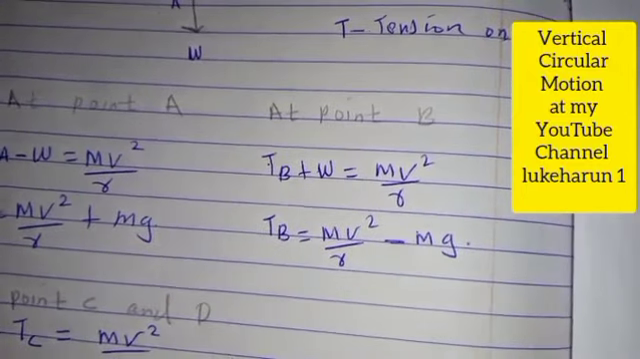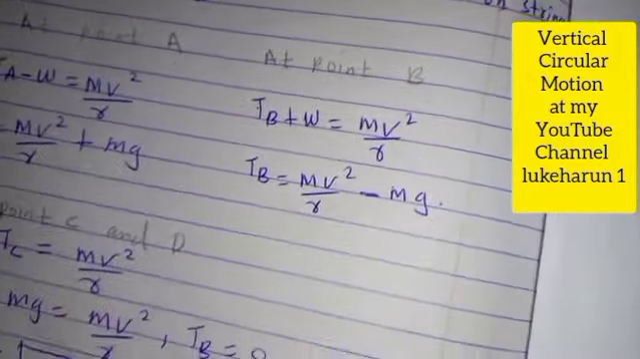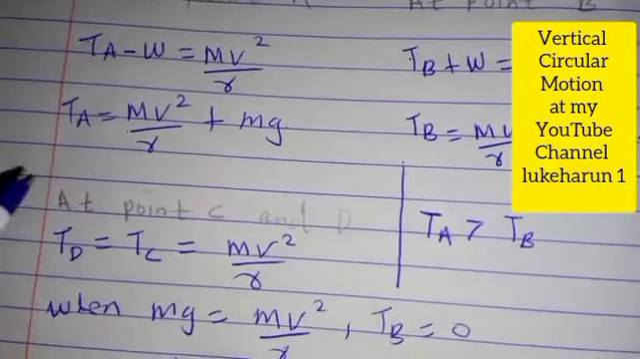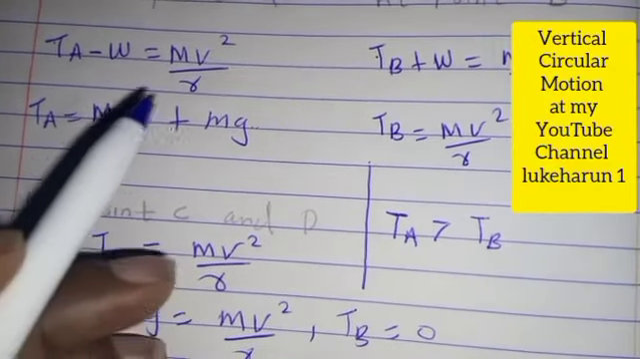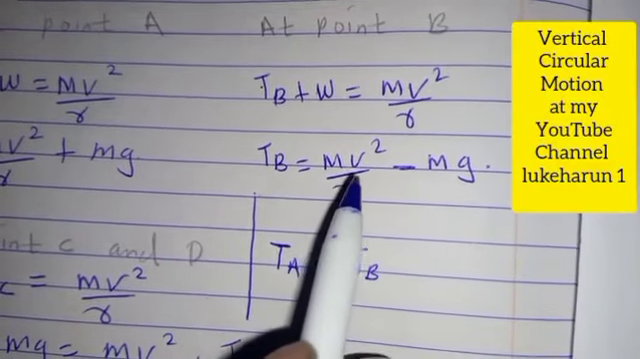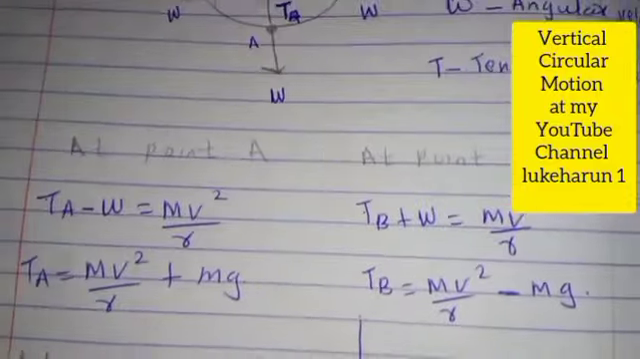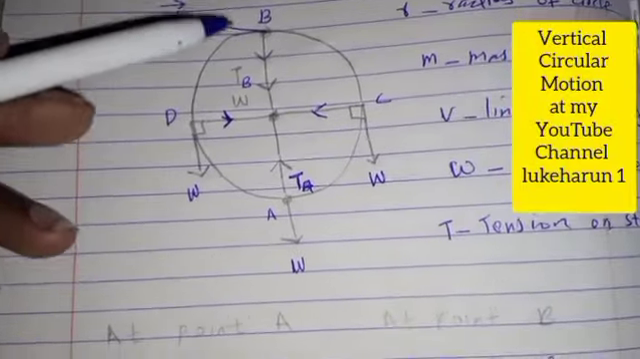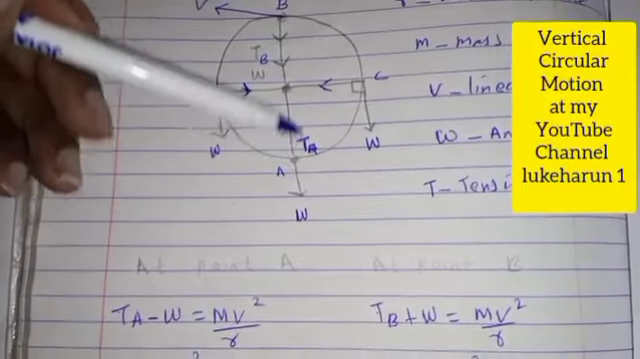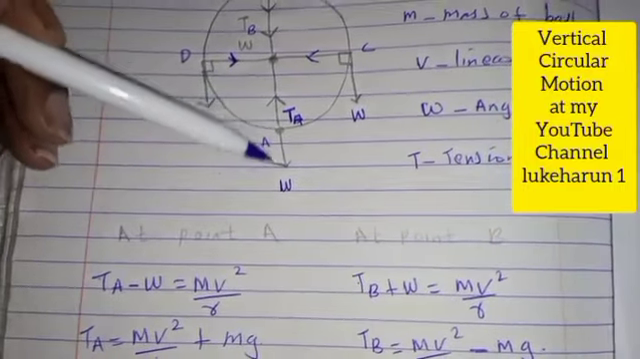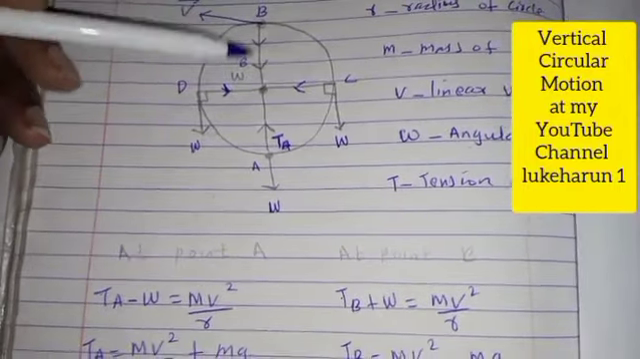So that tells you that, clearly from these equations, TA is equal to mv squared over r plus mg, and TB is equal to mv squared over r minus mg. That shows us that the tension at point A is maximum. It is greater than the tension at point B. So the tension is greatest at the bottom of the circle when an object is moving in a vertical circle. The tension is greatest at the lowest part, and it is smallest at the topmost part.